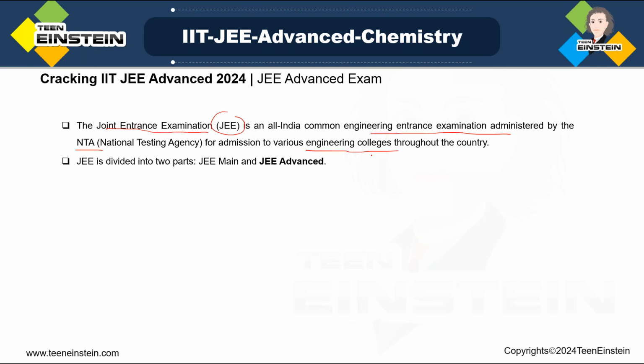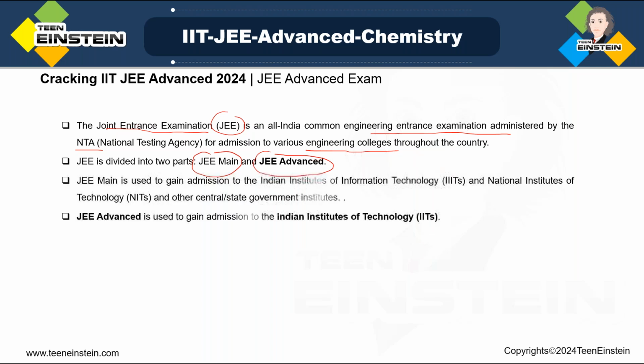Now this JEE is divided in two parts. The first part is JEE Main, and the second part is JEE Advanced, which is today's topic. Now, what is the difference between these two and what is the purpose of these two different exams? The first one, that is JEE Main, is used to gain admission to the Indian Institute of Information Technologies (IITs) and National Institute of Technologies (NITs), and some other central or state government institutes.